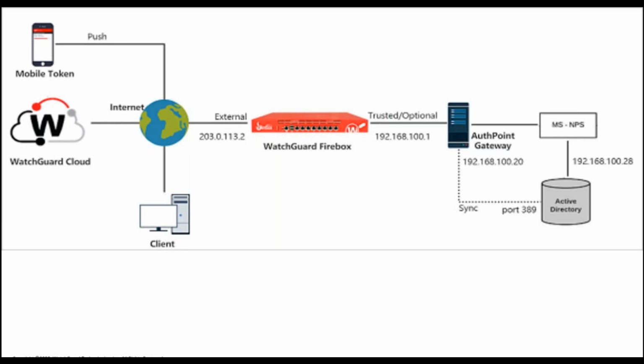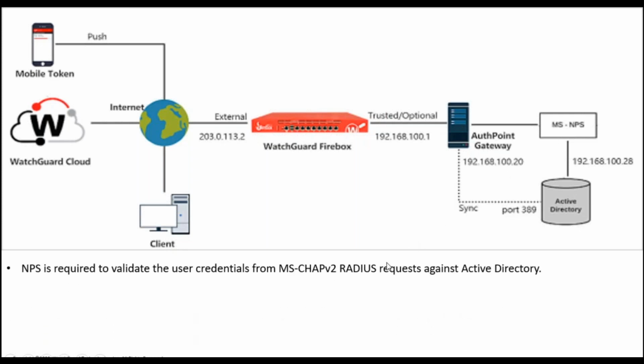As you can see in here, some of these components we're already familiar with, which are the firewall and the AuthPoint gateway agent that is being installed, but we're going to add here the NPS server for Microsoft. And the main reason for this is because it's required to validate the credentials from the IKEv2 RADIUS requests against the Active Directory users that we will have in there.